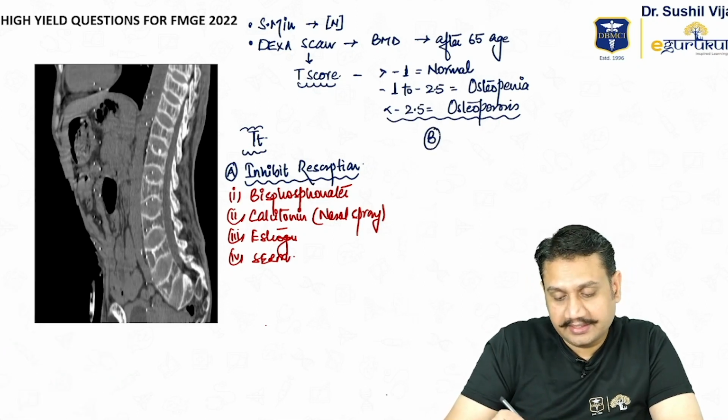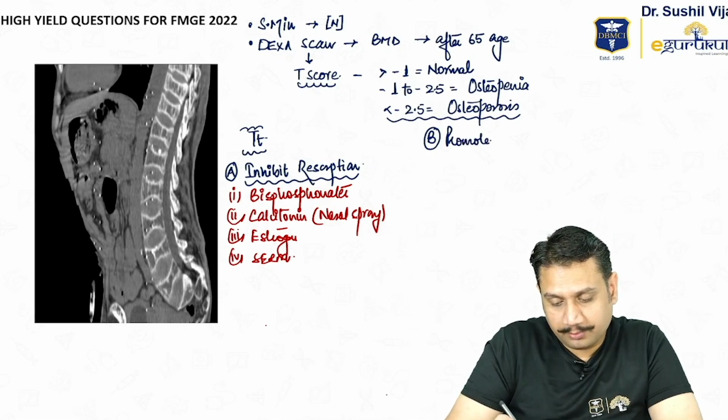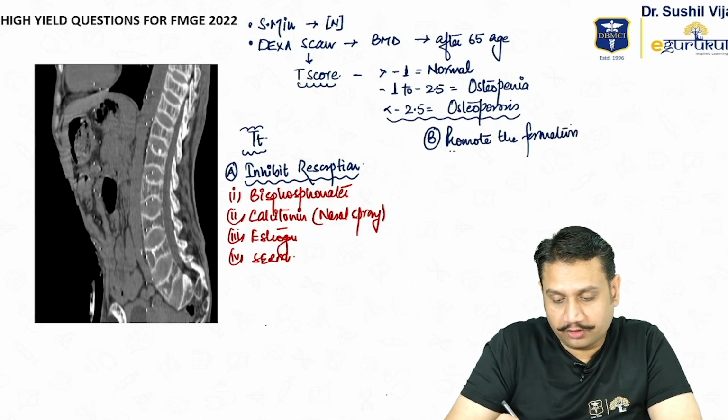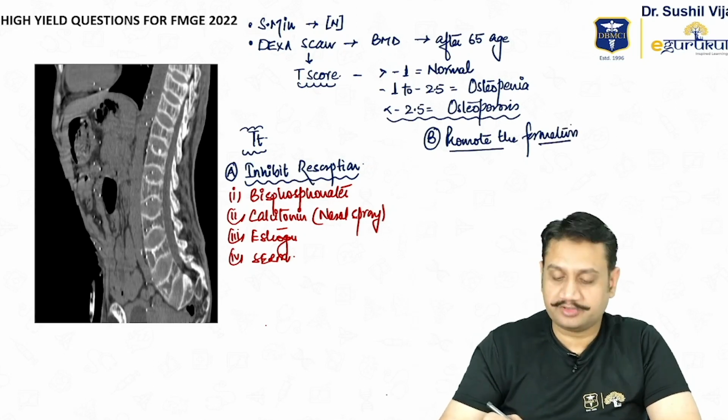Second category we say is the drugs which are going to promote the formation of the bone. Second category is the one which is going to promote the formation of the bone. So what are the drugs which promote the formation of the bone?